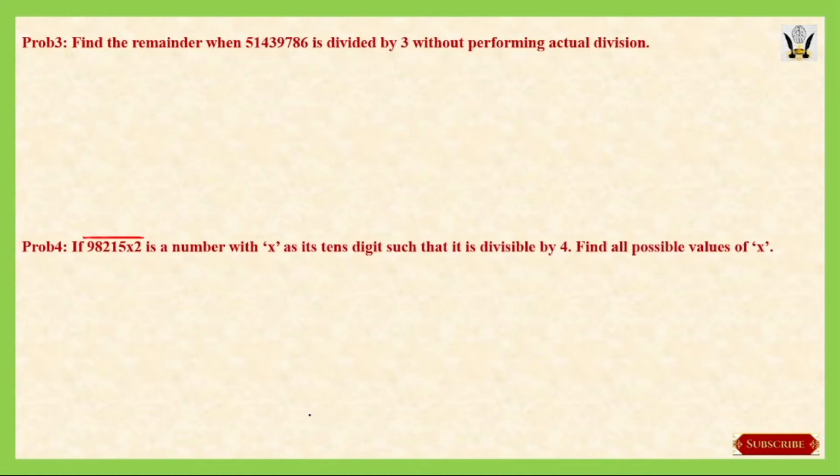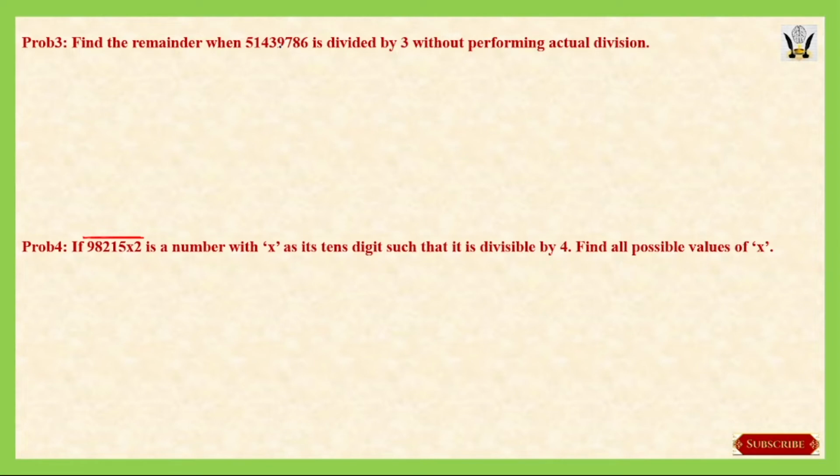Now the next problem sum says to find the remainder when this given number is divided by 3, and that too we have to do without performing the actual division. The number has in total 8 digits, and we will be dividing it by 3. We know the rule of divisibility by 3: if the summation of all the digits of the given number is divisible by 3, then the whole number is divisible by 3.